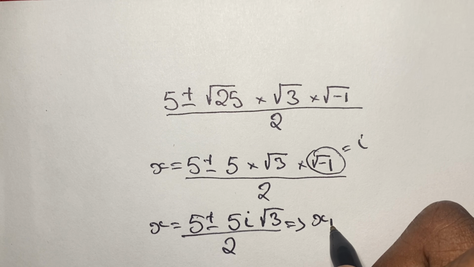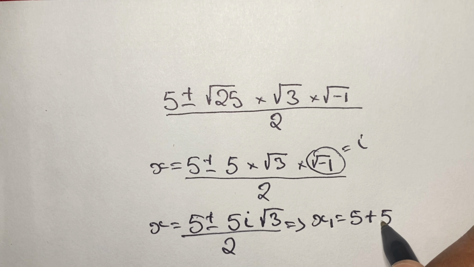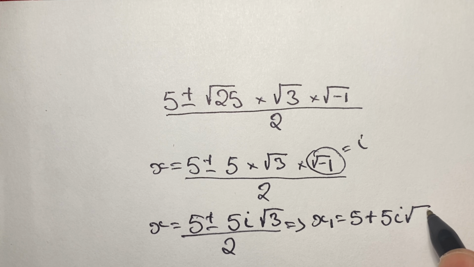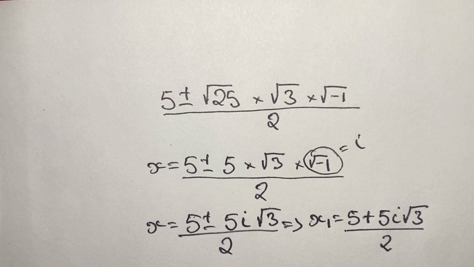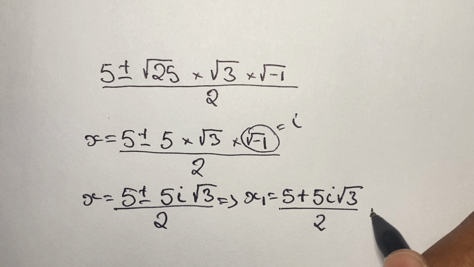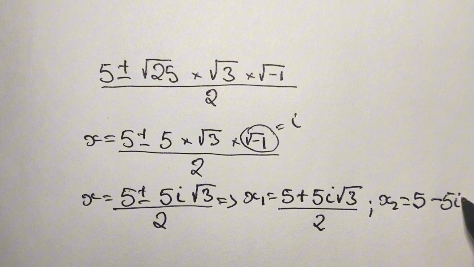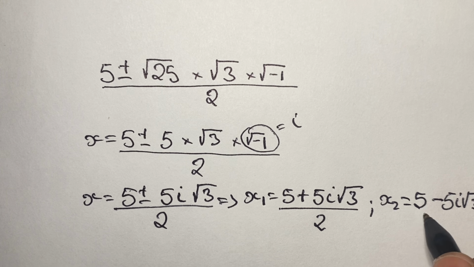So with this we'll have two solutions for x. So we'll have the first solution for x being 5 plus 5 times i times the square root of 3 all over 2. And for our second solution, x is equal to 5 minus 5i times the square root of 3 over 2.